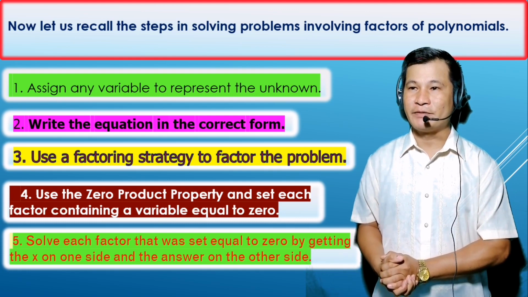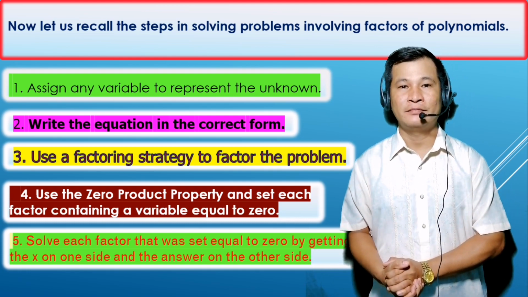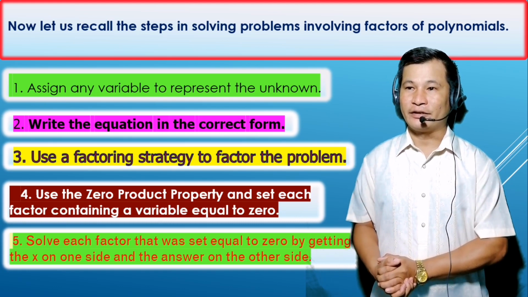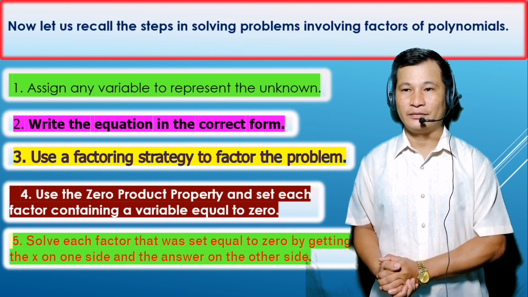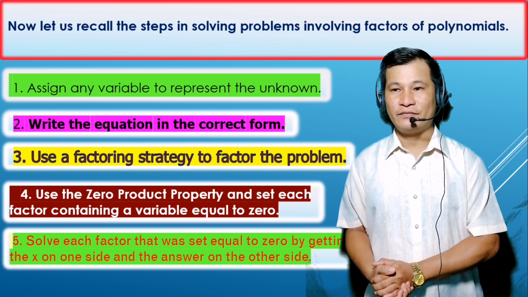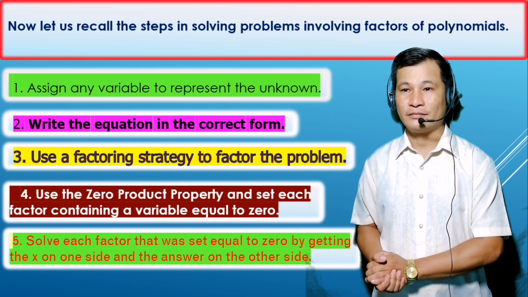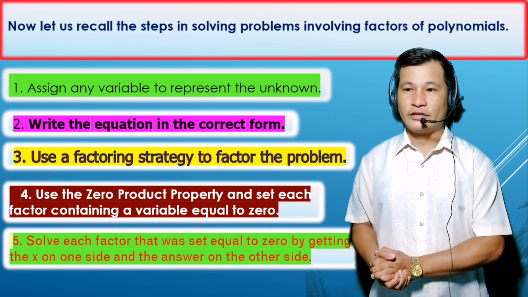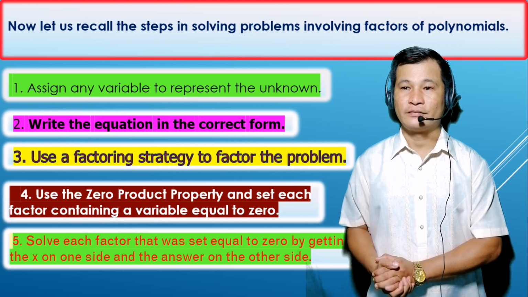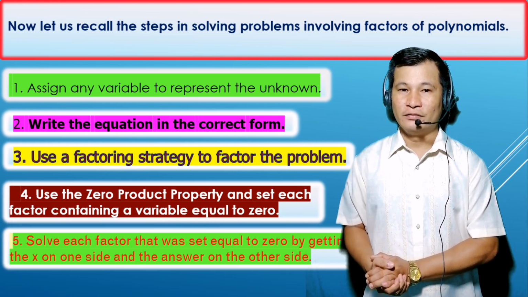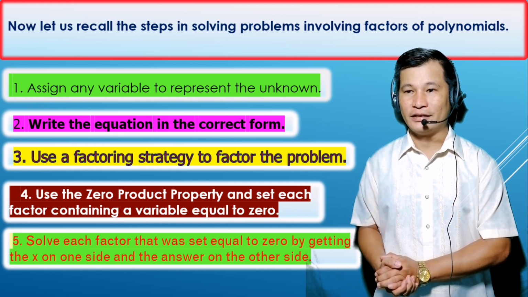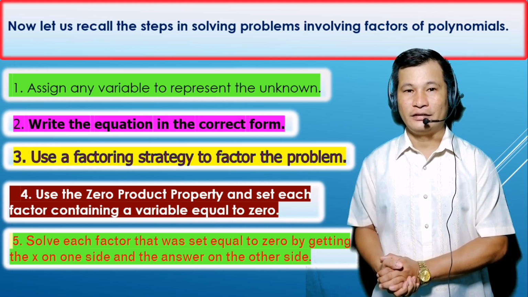Now, let us recall the steps in solving problems involving factors of polynomials. Number 1. Assign any variable to represent the unknown. Number 2. Write the equation in the correct form. Number 3. Use a factoring strategy to factor the problem. And number 4. Use the zero product property and set each factor containing a variable equal to 0. And number 5. Solve each factor that was set equal to 0 by getting the x on one side and the answer on the other side.